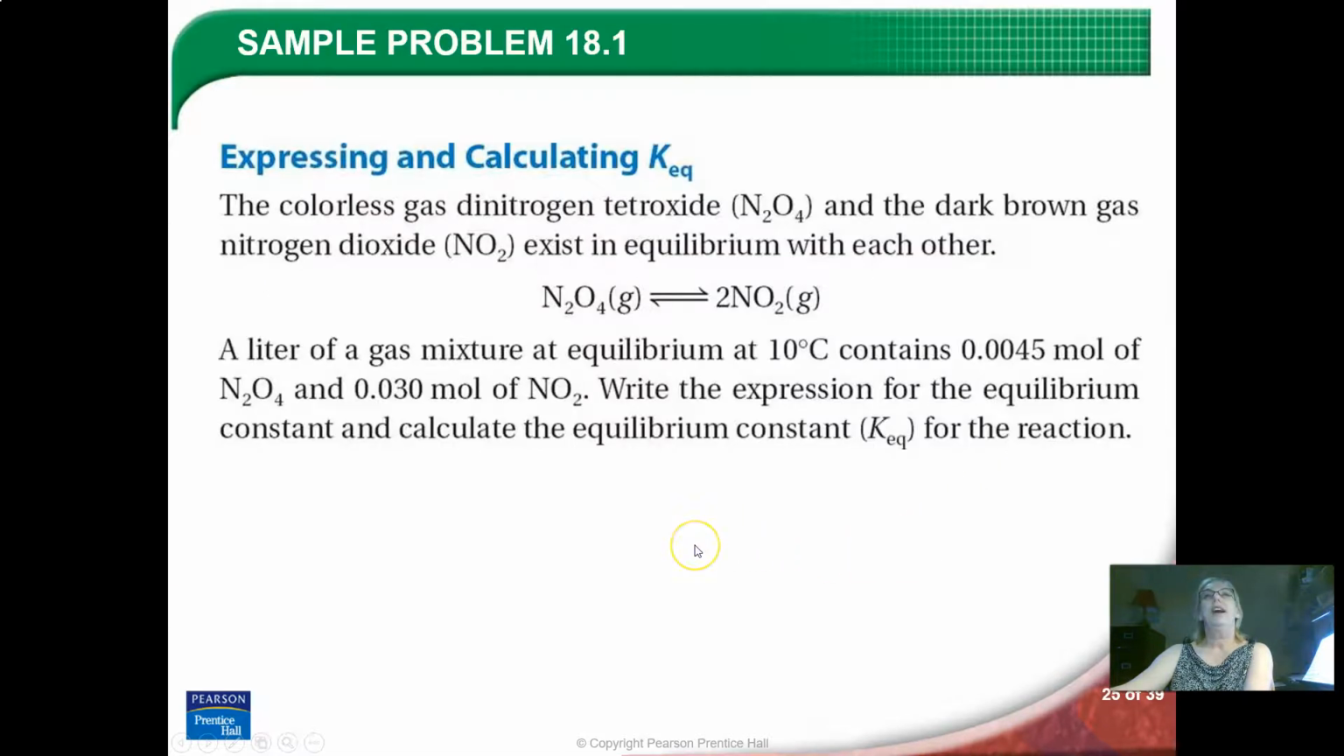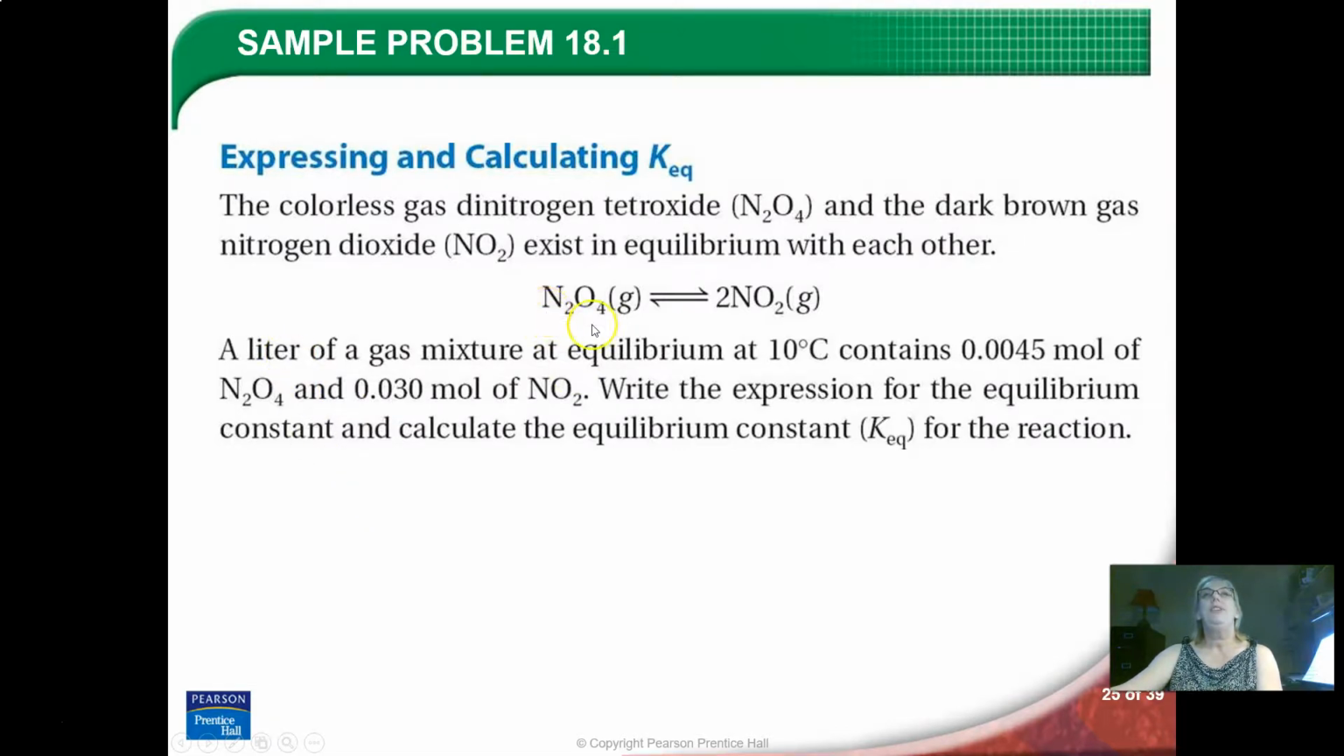So let's see if we can figure out how to do this. We have a liter of a gas mixture at 10 degrees. It has that many moles of that guy and that many moles of that guy. Luckily, they gave us a liter, so that tells us the molarity. That many moles in 1 liter, that many moles in that liter. So we can use that information.